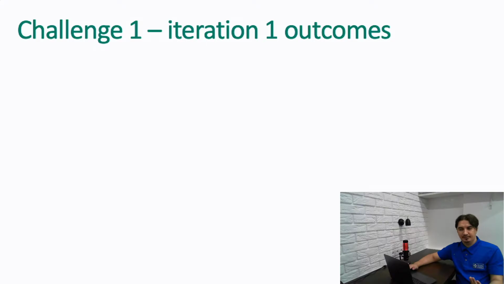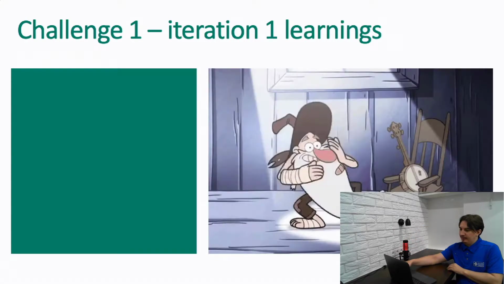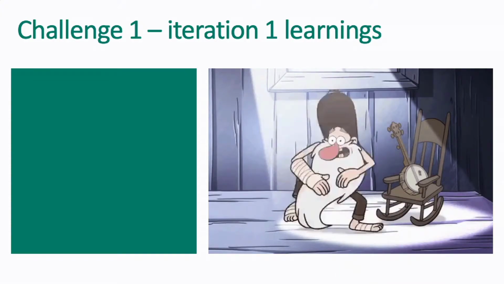What were the outcomes of the first iteration? First of all, it works, which is already a good sign. But what we were not really happy about is that the build agent was defined on a job level, and the actions were defined on a task level. What were the learnings from this iteration?